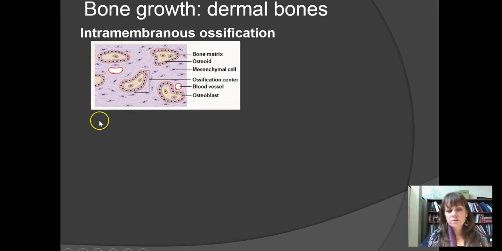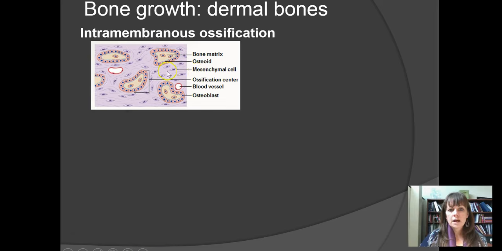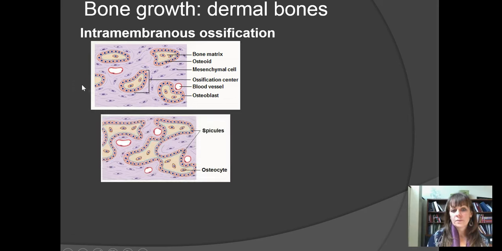Okay, so first of all, with intramembranous ossification, you're going to start with a dense connective tissue. Okay, and this is going to particularly happen in the skull. So you start with that, and you have these mesenchymal cells that can differentiate into osteoblasts and then osteocytes. Okay, so osteoblasts initially start laying down bone matrix, and so what you end up with is very small ossification centers inside of this connective tissue.